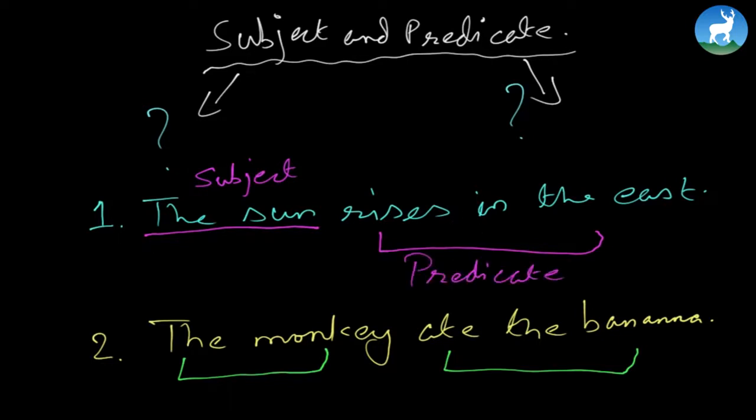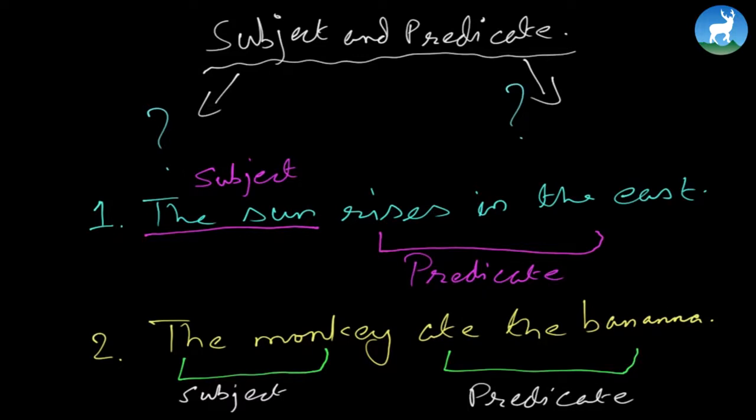Look at the second example. The monkey ate the banana. Here, what ate the banana? It's the monkey. The theme of the sentence, the entire sentence, is talking about the monkey. Hence, it is the subject. And ate the banana is the predicate. So apart from the subject and predicate, the basic understanding must be the subject and the predicate. There are more things to it, which I won't go into in depth, but it must be understood.